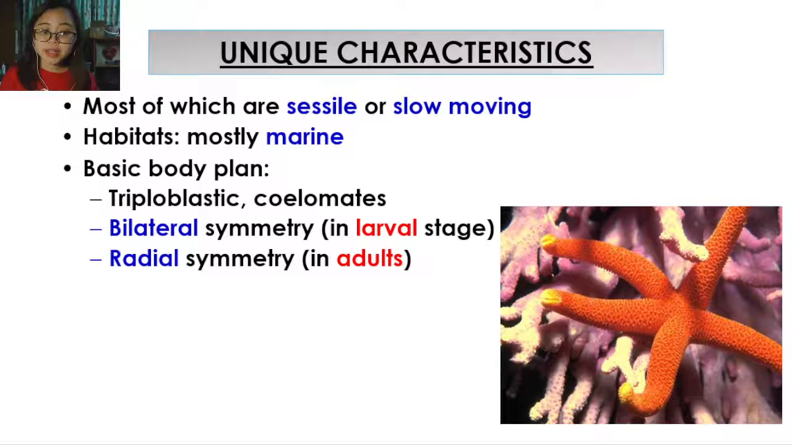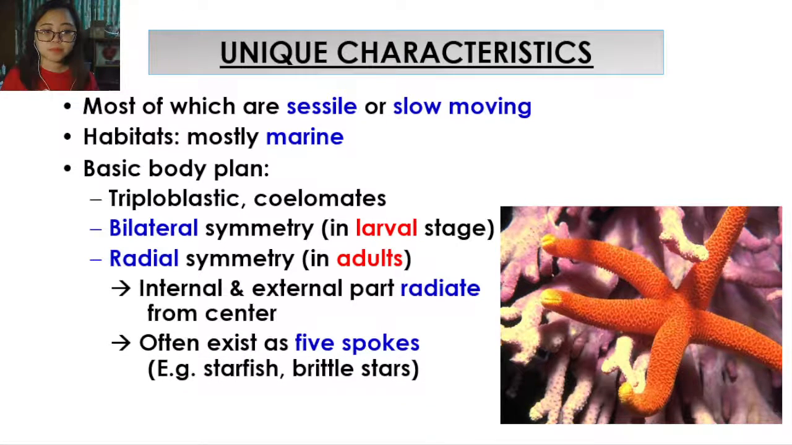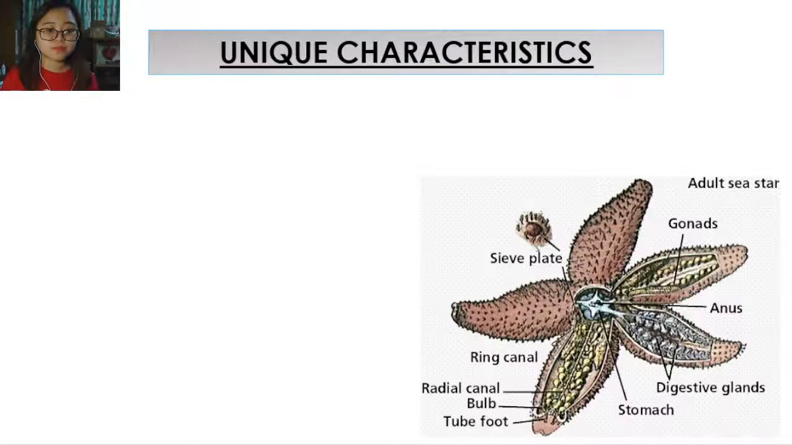They have bilateral symmetry in their larval stage, but they have radial symmetry in their adult stage. The internal and the external parts of the organisms will radiate from the center. And they often exist as 5 spokes. So, dia memang dalam multiples of 5. Sama ada dia 5 ataupun 10, begitu dia punya bintang. So, this is most commonly seen in starfish and brittle stars.